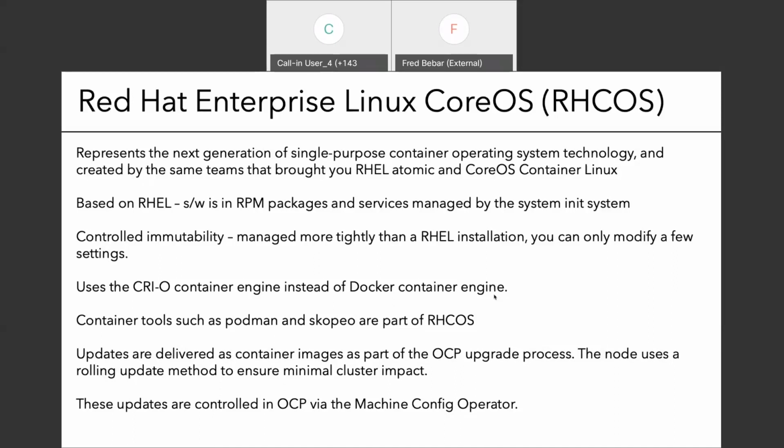So that's just a daemonless alternative to Docker, and something that's been adopted quite rapidly across the industry. And I mentioned there we've got Podman as part of our CoreOS. And one of the key things is that the updates are delivered as container images as part of the OCP upgrade process. So when we upgrade OpenShift, it actually upgrades the underlying CoreOS for us, hence why we should not have to do anything.